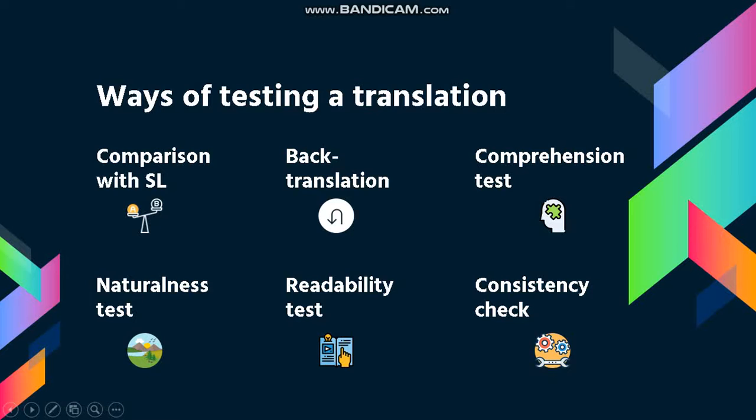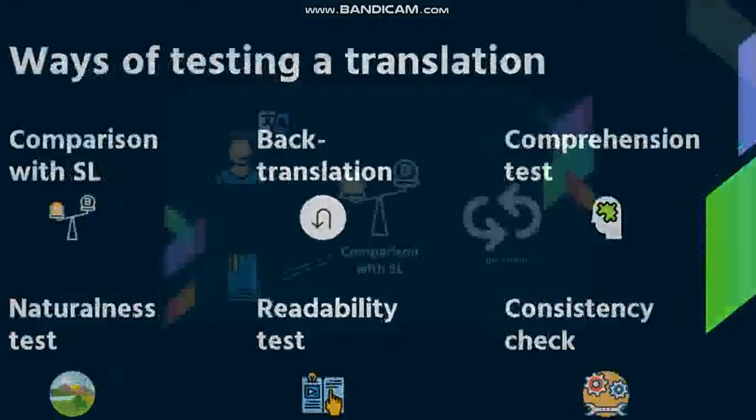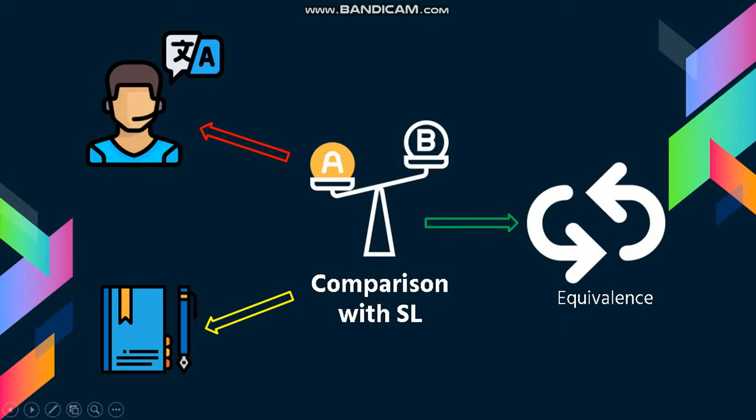Each one of them has its merits and disadvantages. It is advised that the translator observe different methods to get the best result. The very first method of testing is comparison with the source language. It can be done by the translator himself or by someone else who knows both languages well and knows translation principles. The main purpose of the comparison is to check for equivalence of information content.